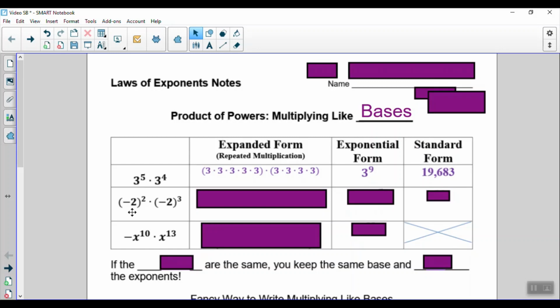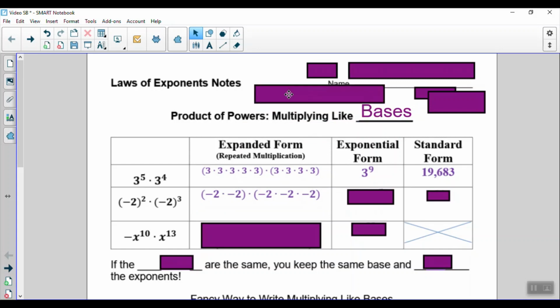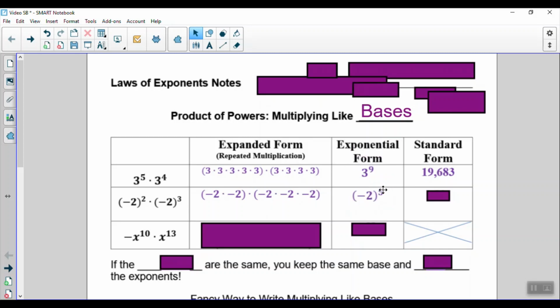Okay, so again, we can do this. Just showing you another example. This time our bases are negative, but it doesn't change anything. We're still multiplying them all out. Negative 2 times negative 2 is negative 2 squared. Negative 2 times negative 2 times negative 2 is negative 2 to the 3rd. So all together, we have negative 2 to the 5th power. Standard form, solving it out, would be negative 32.